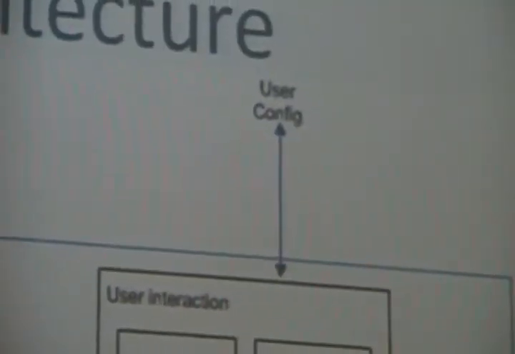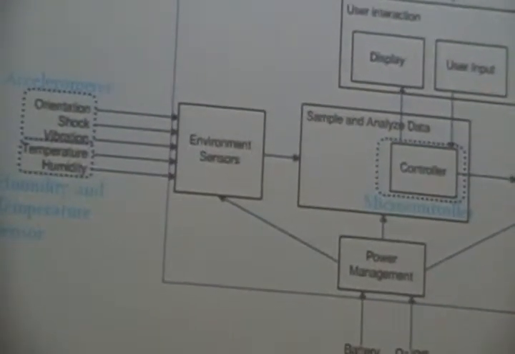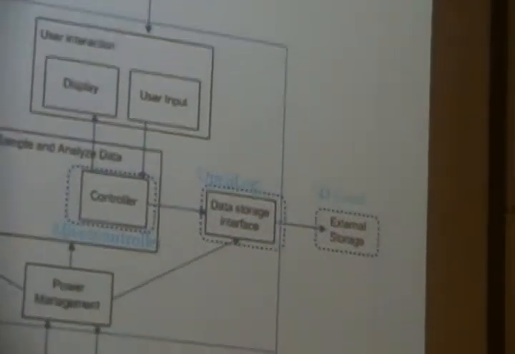This is a functional breakdown of our device. You can see for orientation, vibration, and shock, we use an accelerometer. For temperature and humidity, we use a temperature and humidity sensor, and we use a microcontroller for sampling and analyzing the data. For our interface, we use an OpenLog. For our external storage, we use a micro SD card. And for the user input, we use an LCD and 4 buttons.